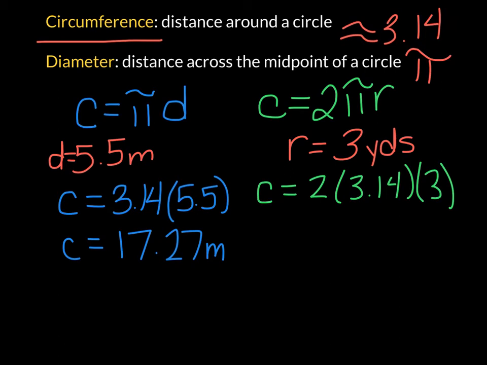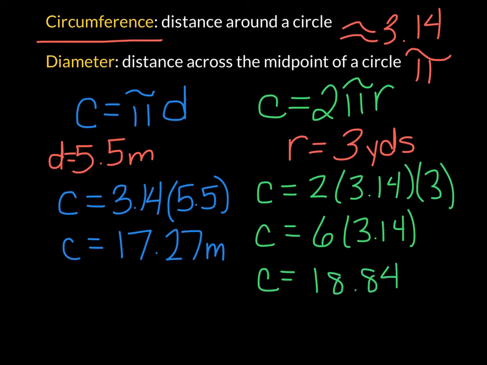Now I can take these and move them around, remember, because of our different multiplication properties. So I'm going to multiply the 2 times 3 together first, because it doesn't matter which 2 we multiply together first. So I have C equals 2 times 3 is 6 times 3.14. And now I multiply 6 times 3.14, and I get 18.84 yards. So the circumference of this circle would be 18.84 yards.